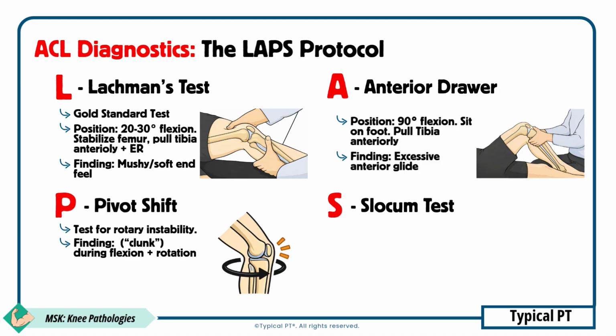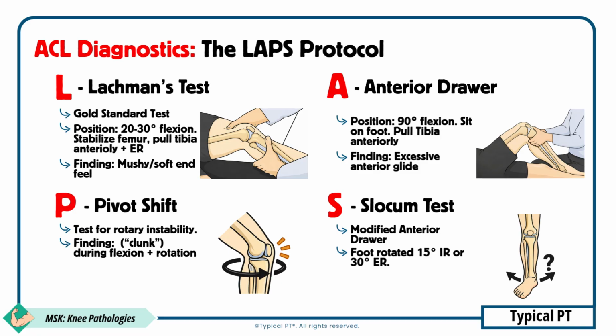The fourth test is the Slocum test, which is essentially a modified anterior drawer. You internally rotate the tibia 30 degrees by rotating the foot. The examiner then pulls anteriorly on the tibia. Excessive anterior translation with tibial rotation indicates a positive finding.